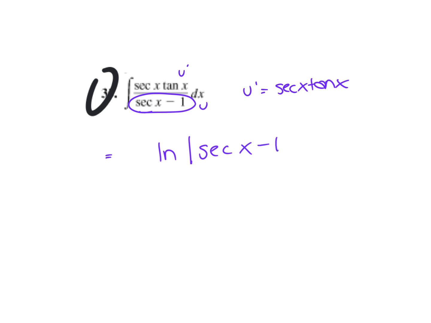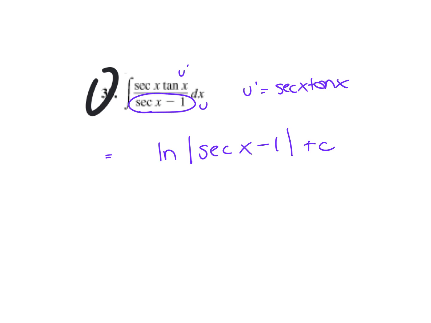It's harder for me to see the u prime over u. Technically, though, if you are thinking about this as your u prime is the derivative of that, well, what's the derivative of secant? Secant tangent. And the derivative of 1 is just 0. So this truly is u prime over u, which means I can go ahead and just integrate and say u prime over u integrates to the ln of the absolute value of u, which in this case is secant x minus 1. And we'd always add our plus c at the end.